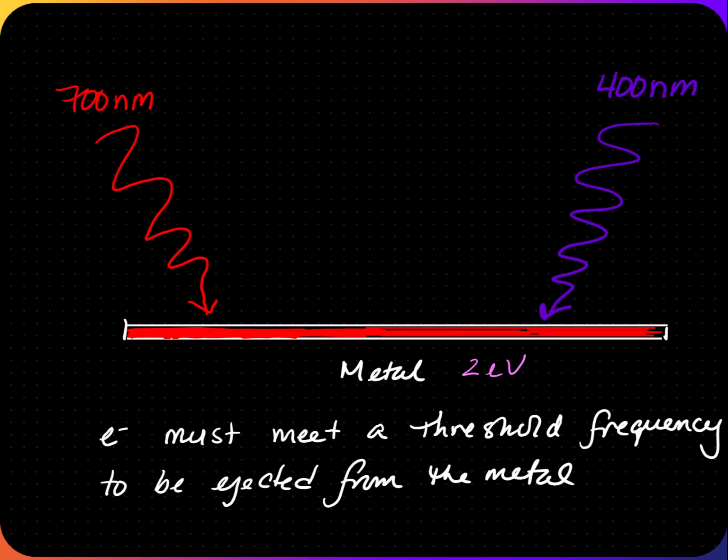However, when I shine the violet light above it, no matter how bright or short the light is, it has enough energy in it to eject the electron. His photoelectric effect stated that electron must meet a threshold frequency to be ejected from the metal.